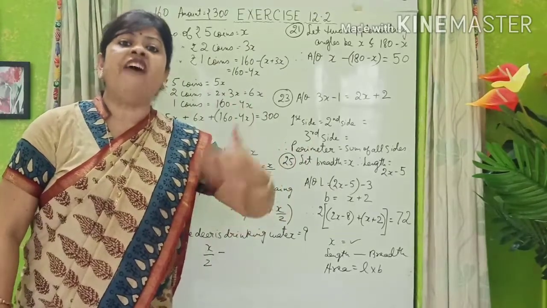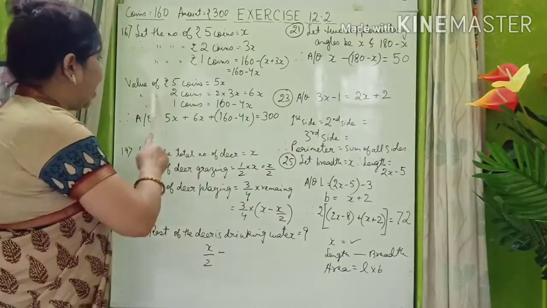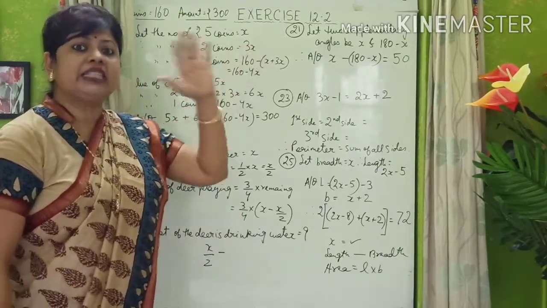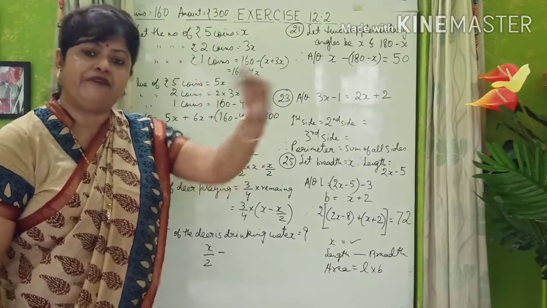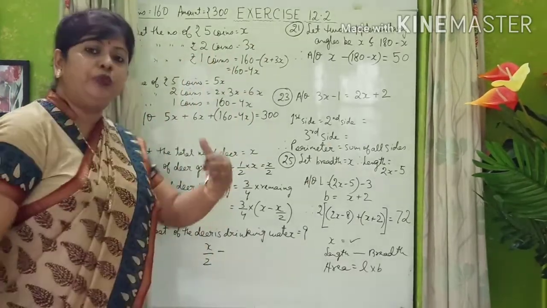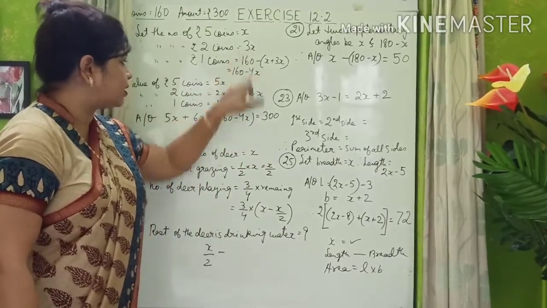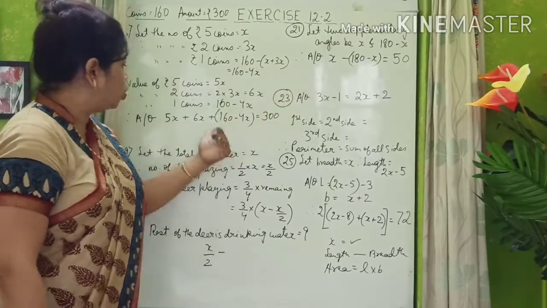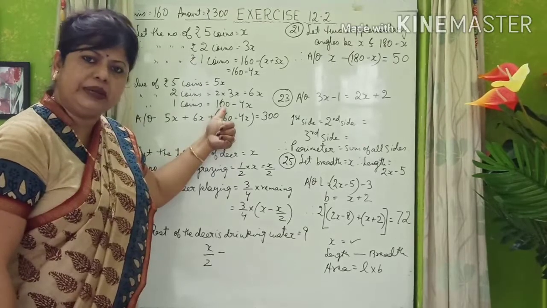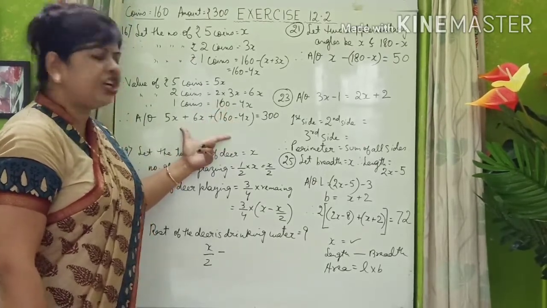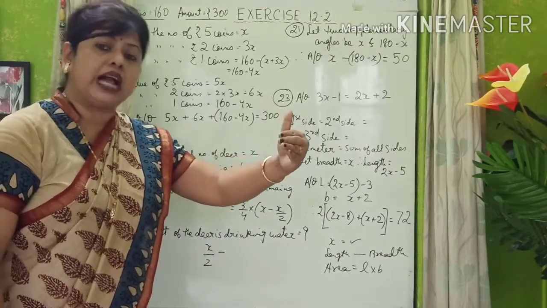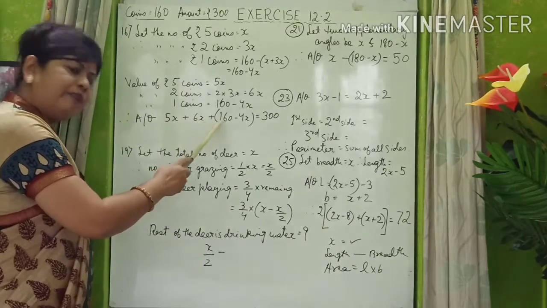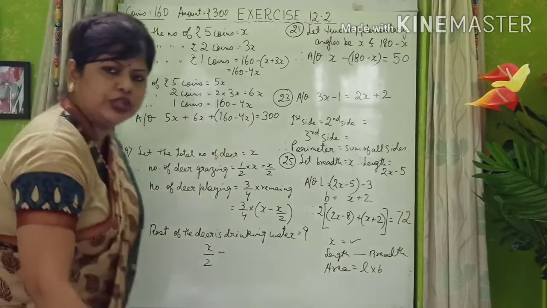Now we come to the value of coins. What is the value of rupees 5 coins? 5x, because the number of coins is x and it is a 5 rupee coin. So the total amount of money is 5x. Similarly, the value of rupees 2 coins will be 2 into 3x, that is 6x, and the value of rupees 1 coins, as it is multiplied by 1, remains the same, that is 160 minus 4x. And the question itself says the total amount of money comes to 300. So according to the question, 5x plus 6x plus 160 minus 4x equals 300.